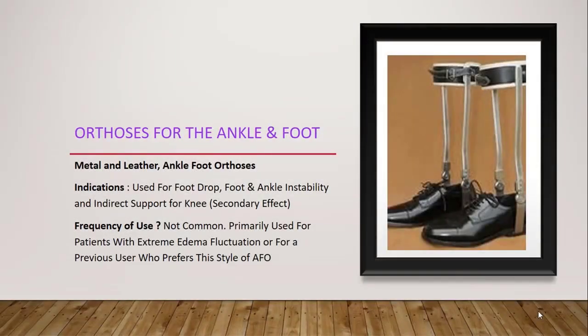Metal and leather ankle foot orthoses. Indications: they're used for foot drop, foot and ankle instability, and indirect support for the knee, which is a secondary effect. Frequency of use: they're not very common. However, they definitely do exist. Primarily, they're used for patients with extreme edema fluctuation, such as a diabetic patient that needs a lot of space around their ankle or lower leg. Or they're used for a previous user who prefers this style of AFO.